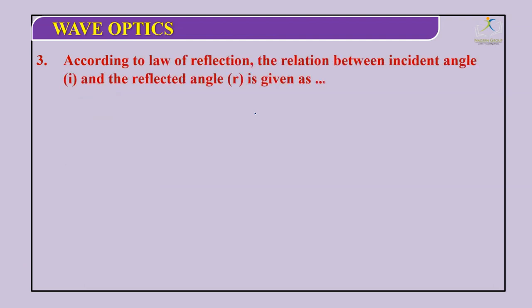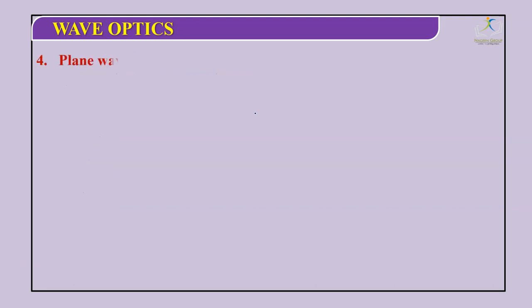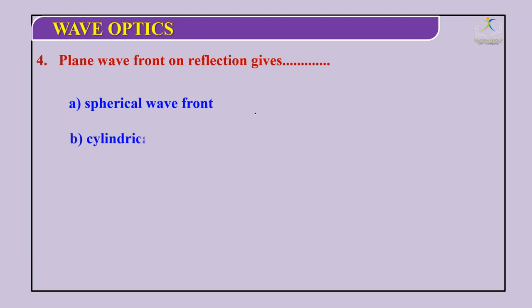According to the law of reflection, the relation between the incident angle I and the reflected angle R is given as: angle I is not equal to angle R, I is greater than R, I is less than R, or I is equal to R. So the correct answer for this question is I is equal to R. Plane wavefront on reflection gives spherical wavefront, cylindrical wavefront, plane wavefront, or none of these. The correct answer for this question is a plane wavefront.